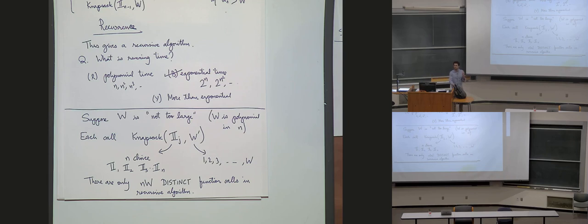What is the recursive algorithm doing that's wasteful? Yeah? Repeating the same calls again and again. Exactly. It's repeating the same call over and over again. So it's wasting an exponential amount of time computing something that has already been computed before. Once you observe that, then you can set up dynamic programming.